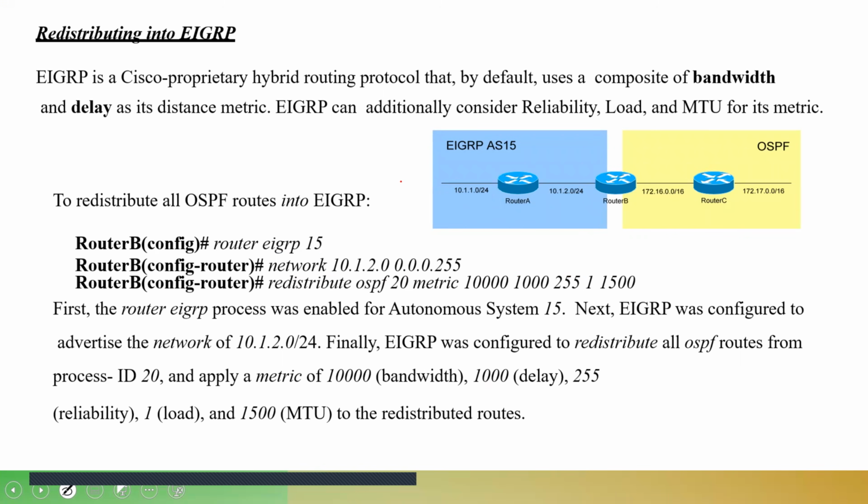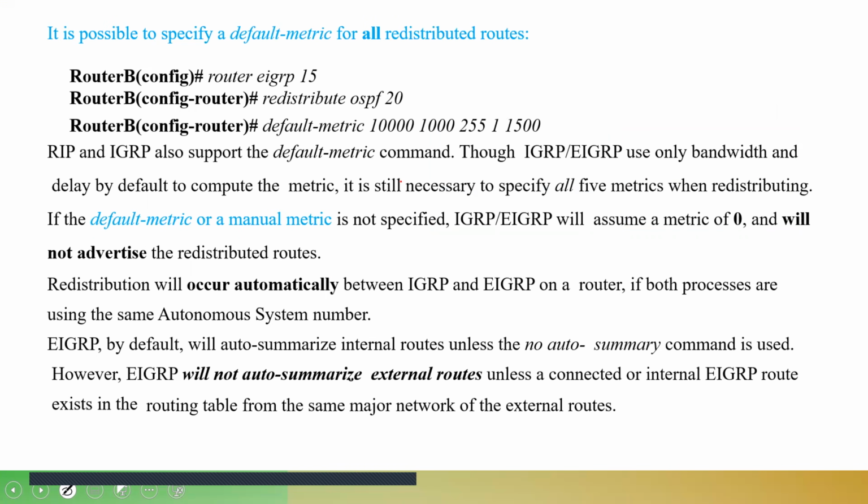Now, suppose if you want to make the metric constant throughout the protocols, throughout different routes that you have, then we have the option of manual metric as well. So we can go and use the default metric. So here you can see that you can go to the EIGRP, call OSPF, and then you can put the default metric: bandwidth, delay, reliability, load, and MTU.